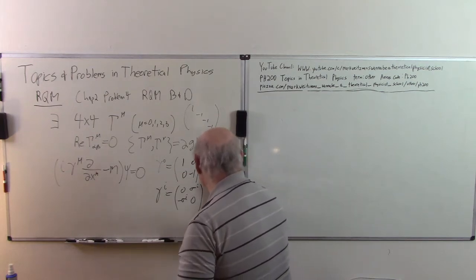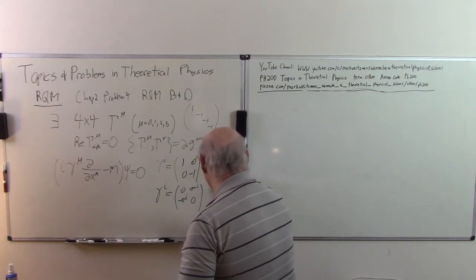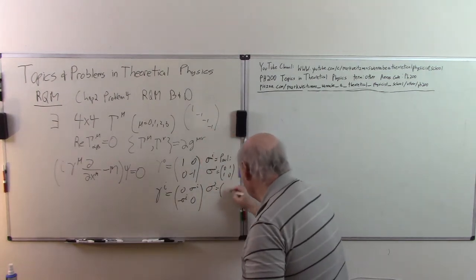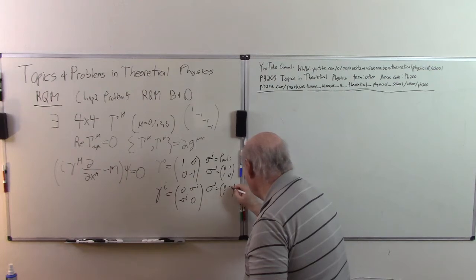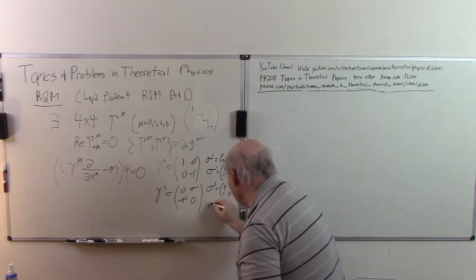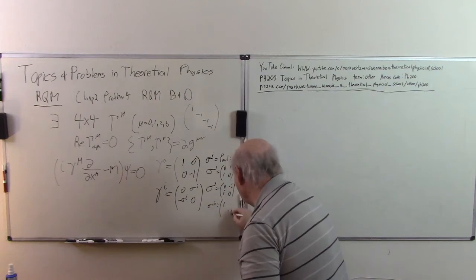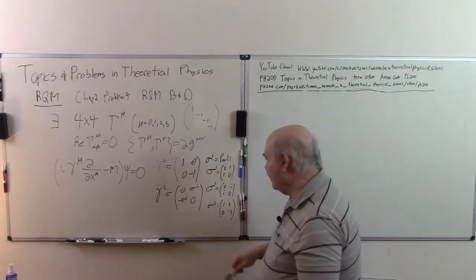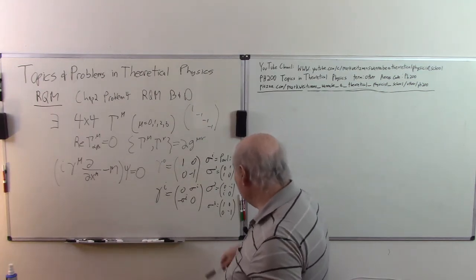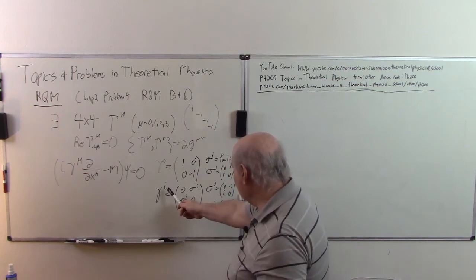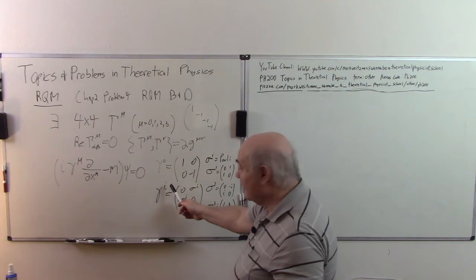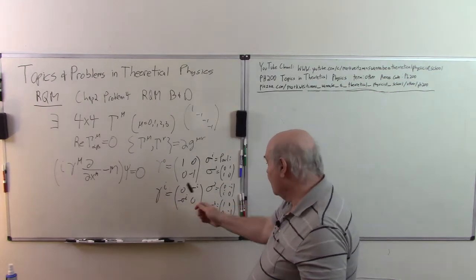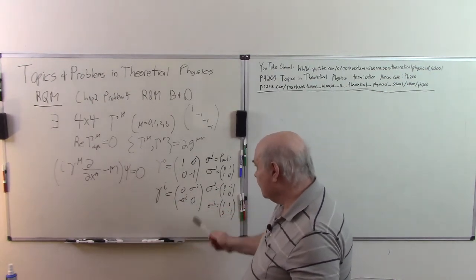I'll write them again. Sigma 1 is equal to (0, 1; 1, 0). Sigma 2 is equal to (0, −i; i, 0). And sigma 3 is equal to (1, 0; 0, −1). If you look at this representation, you can see that gamma 0 is going to be all real numbers, gamma 1 is going to be all real numbers, and gamma 3 is going to be all real numbers, but gamma 2 is going to be imaginary.